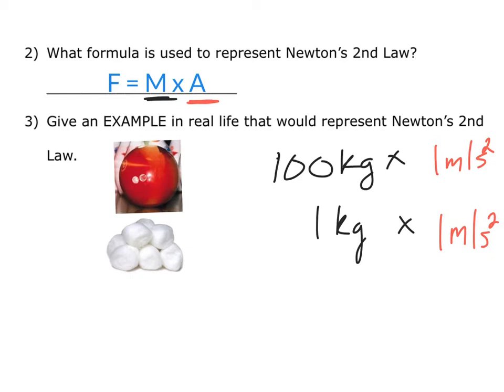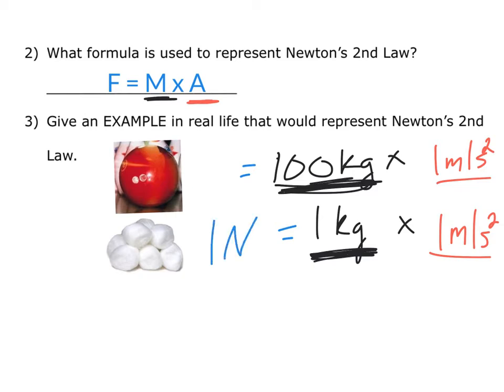If the top one's a bowling ball and it has a much bigger mass than the cotton ball that, let's pretend it has 1 kilogram of mass, and we're going to pretend that we're going to make them accelerate, but we're going to make them go the exact same acceleration of 1 meters per second squared. If we're solving for force, in order to make that cotton ball accelerate, 1 times 1 is 1, you need 1 Newton to make something with 1 kilogram of mass accelerate 1 meters per second squared.